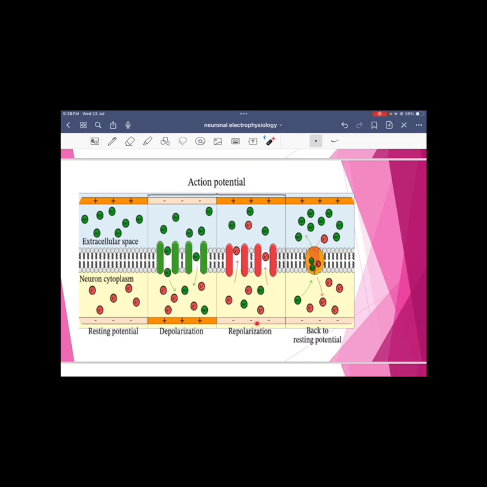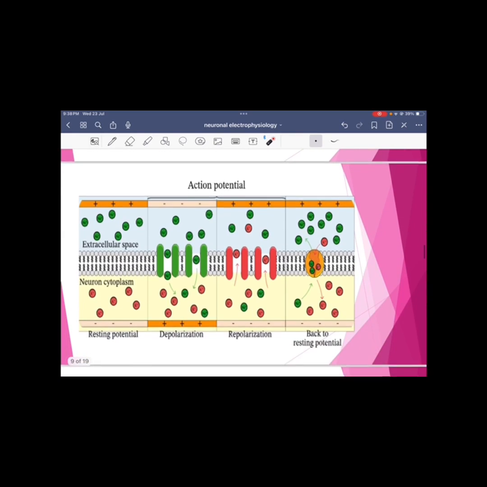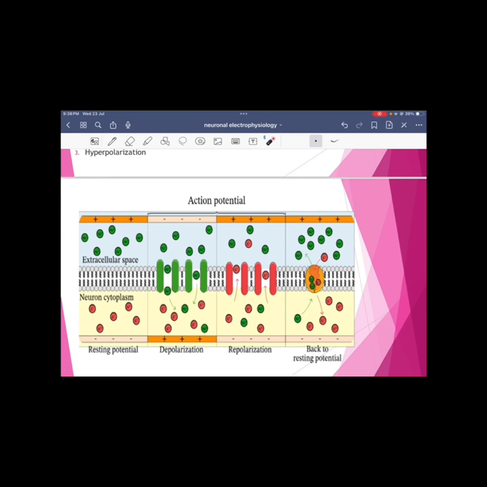And then we have the repolarization phase, which is this phase here. What happens during repolarization? This is when the neuron tries to go back to its resting state. So sodium channels will close and potassium channels will now open. So potassium rushes out of the cell, taking positive charges with it, which will bring the charge inside the neuron back down, more negative again.